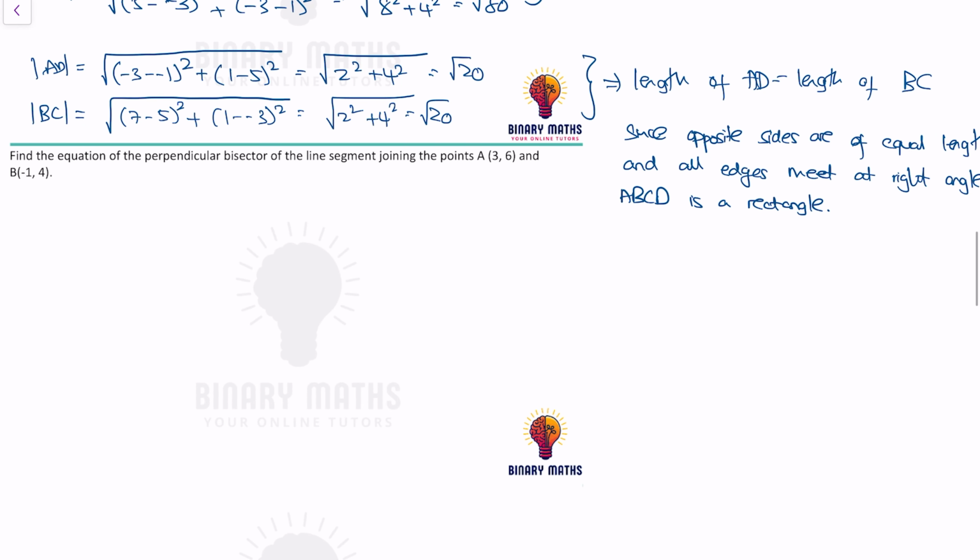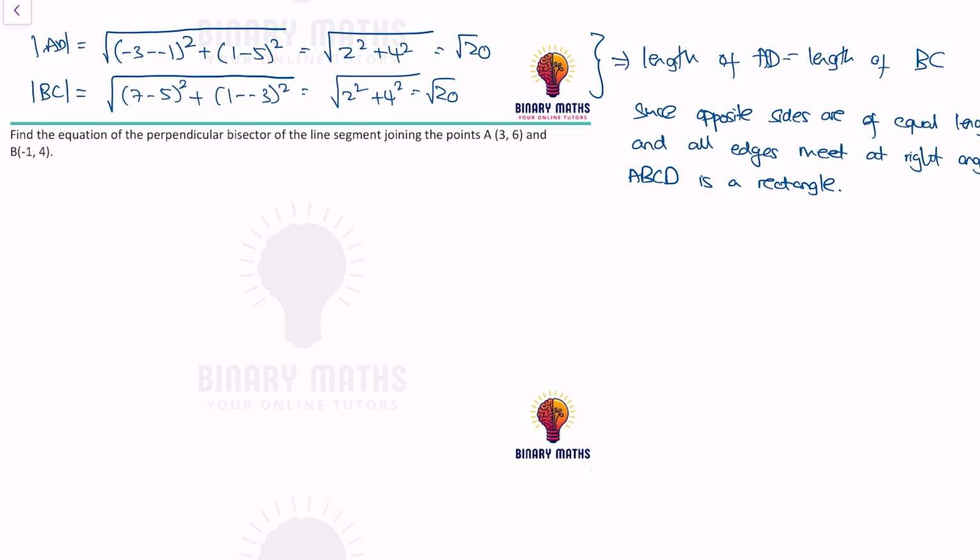Okay, next question. Find the equation of a perpendicular bisector of a line segment joining A, which is 3, 6, and B minus 1, 4. So if I do a rough sketch, so we've got A, which is 3, 6, a rough sketch, so it doesn't matter if it is to scale, minus 1, 4. If it's a perpendicular bisector, first of all, it's a line that goes to the middle of A to B and meets at right angle. Okay, so we need to find the equation of this line.